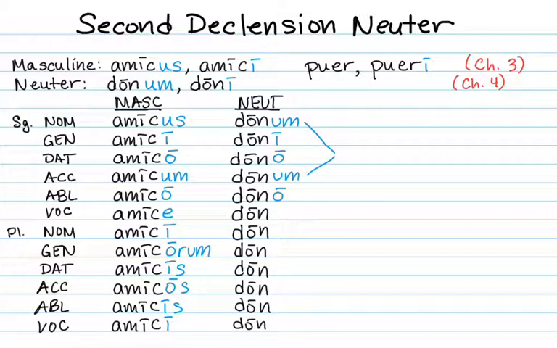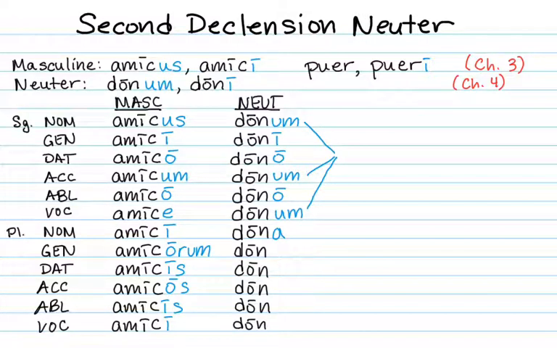The ablative singular, dono, looks like the masculine ablative singular, amico. The vocative repeats the nominative. Again, in every declension that you will learn, the nominative, accusative, and vocative singular for the neuter will always be identical. In the plural, here's a major difference. The nominative plural in the neuter is represented by a short a, dona, as opposed to the masculine nominative plural, which is the long I, amici.